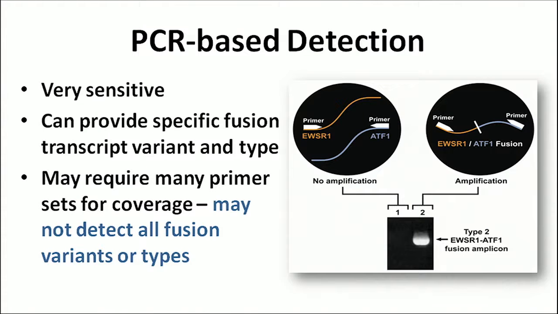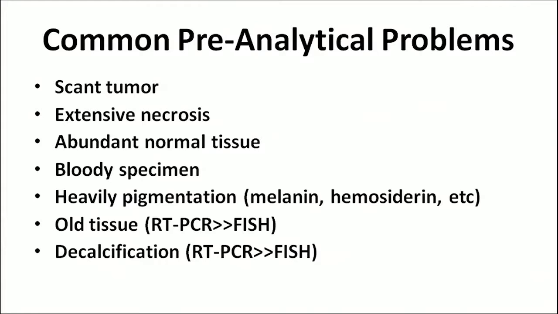PCR-based detection is very sensitive. You need to know what the specific fusion is that you're looking for, and you need to know what variant you're looking for and what type you're looking for in order to design a PCR reaction that will pick that up. And for some of the complicated ones like Ewing's, this can require multiple primer sets in order to cover all the different types, and so you just need to be aware of that with this approach.